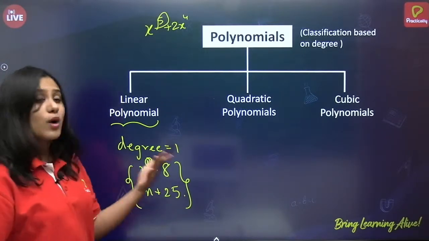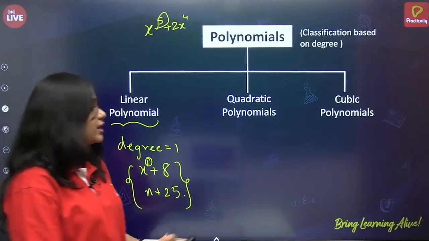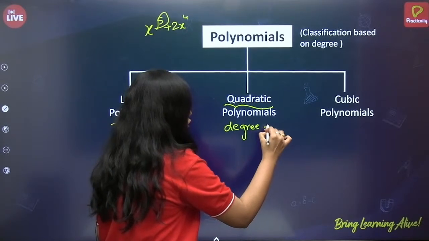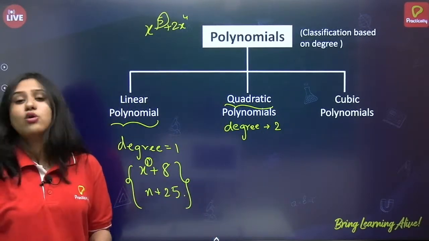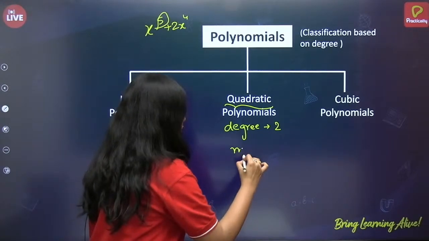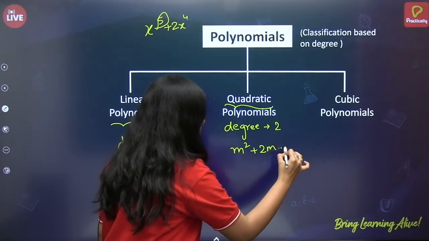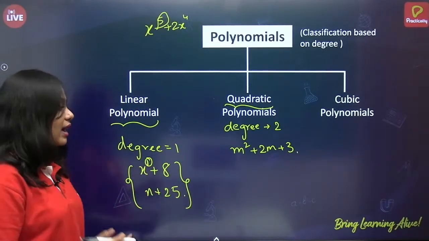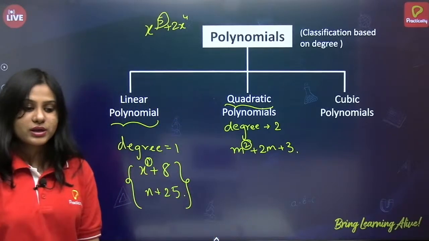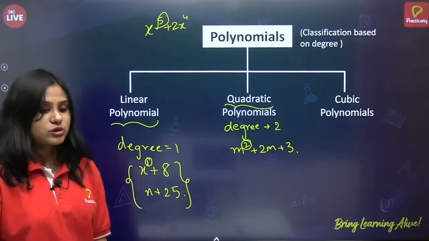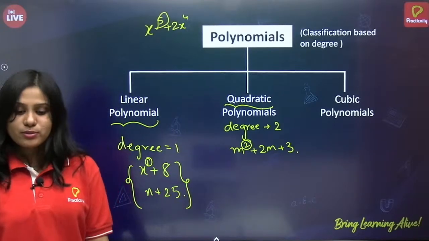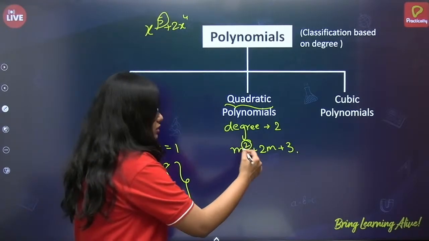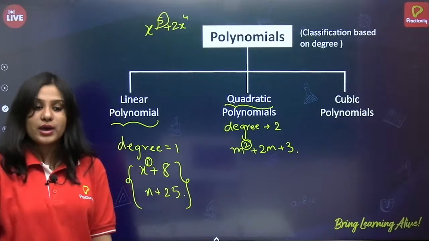Now, let us go to quadratic polynomials. What is quadratic? It is nothing but degree is 2. Degree of polynomial is 2. So, let me give you an example. m square plus 2m plus 3. This is an example of a quadratic polynomial. Why? Here the degree is 2. Correct? The degree of the polynomial is 2. Now, can you all give me one more example of a quadratic polynomial? Just type the answer in the comments. And if you cannot type the square, just type square, okay? I'll understand.